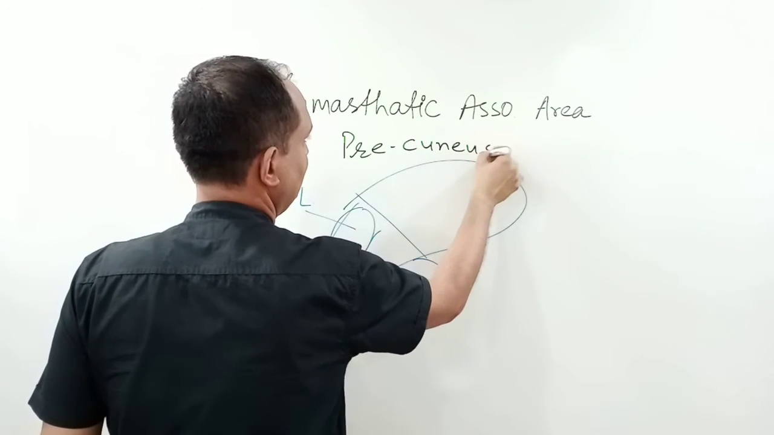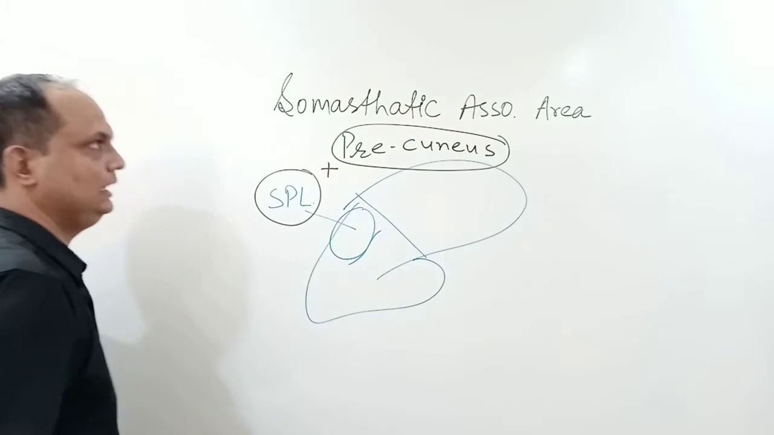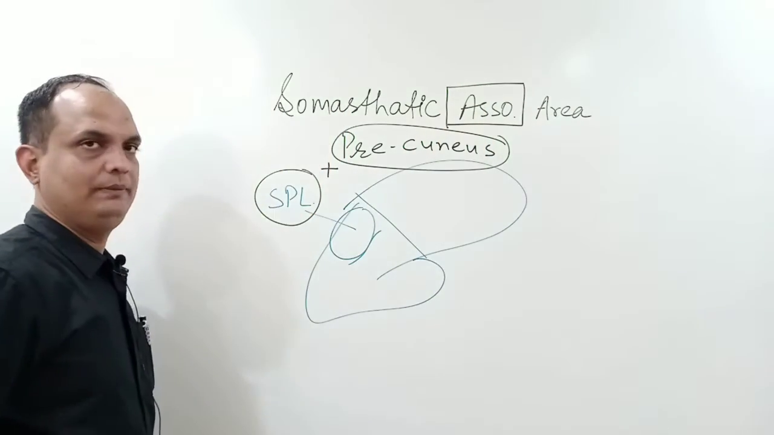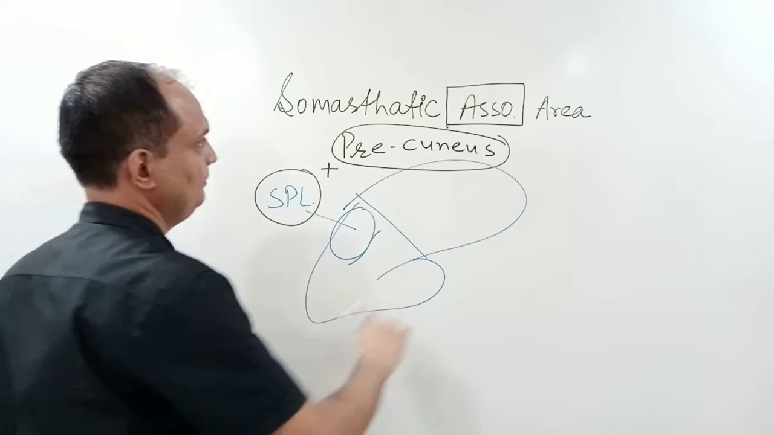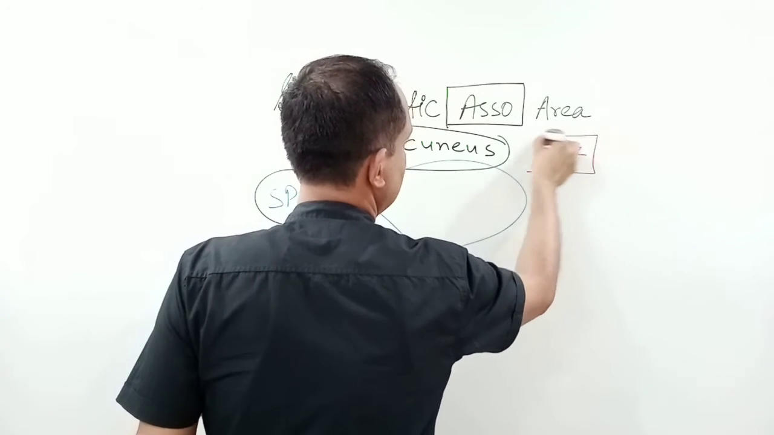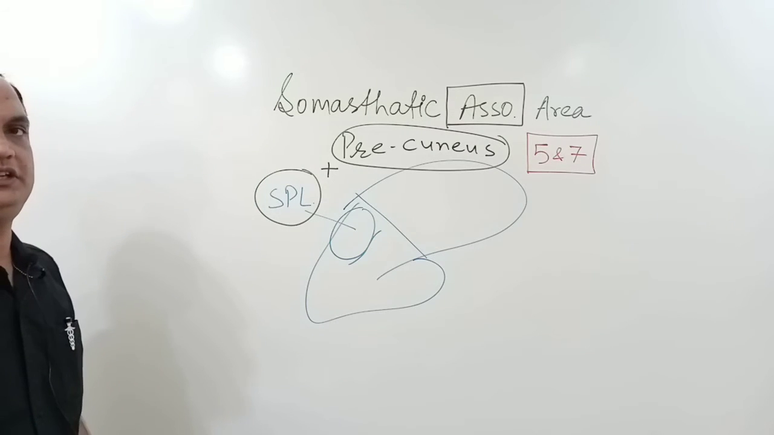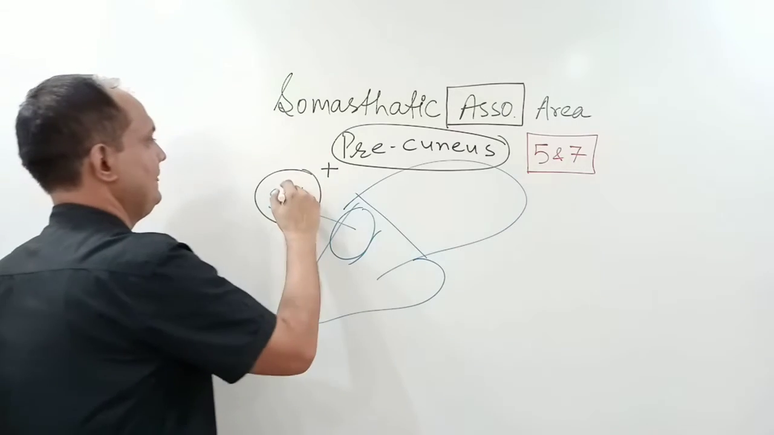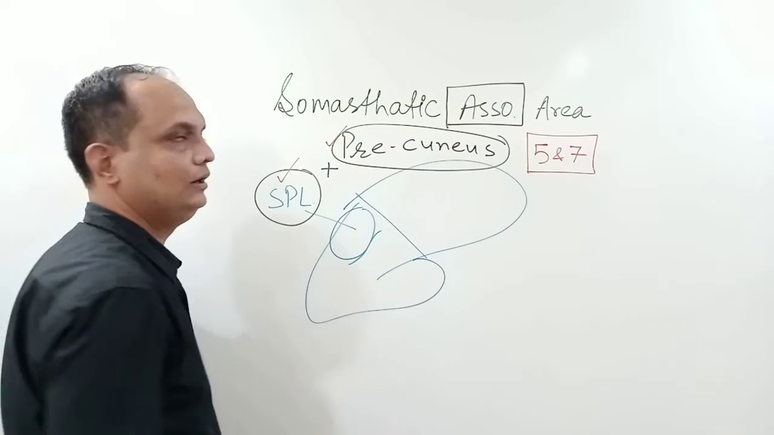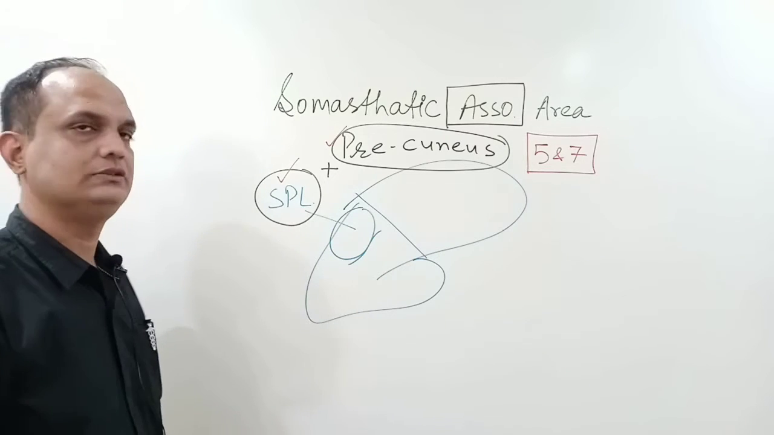Precuneus. Now the precuneus plus the superior parietal lobule both make up the somesthetic association area. As per Brodmann's classification, they are labeled as Brodmann area number 5 and 7. So what is the location of the somesthetic association area? Superior parietal lobule and precuneus. Where will you find the precuneus? On the medial surface.